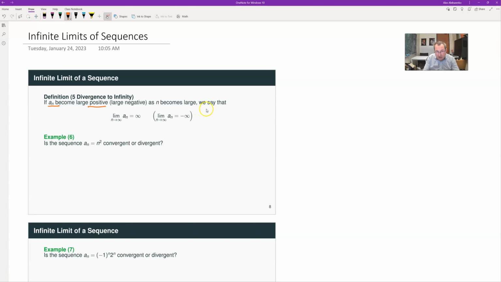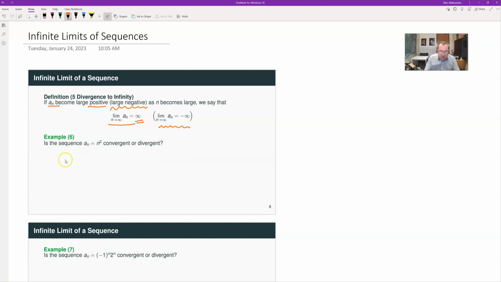If that is the case, when the values of the sequence become large positive and continue to grow, we say that the limit of the sequence is equal to infinity. And this is what we write. Now, if the values become large negative, we will say the limit of the sequence is negative infinity.